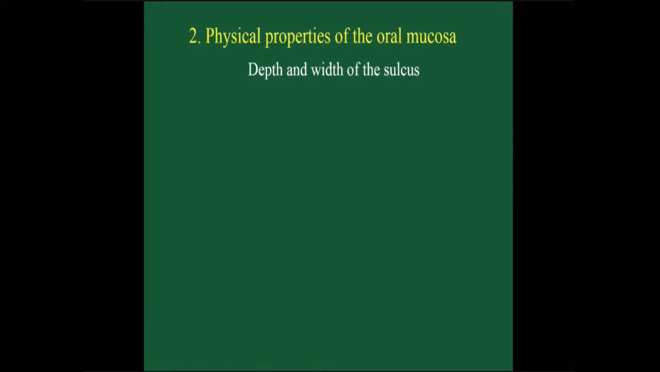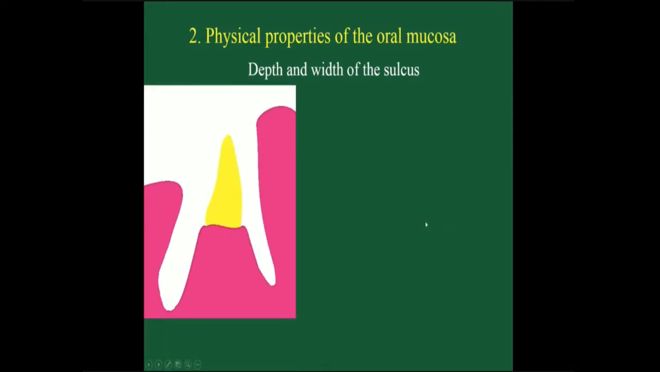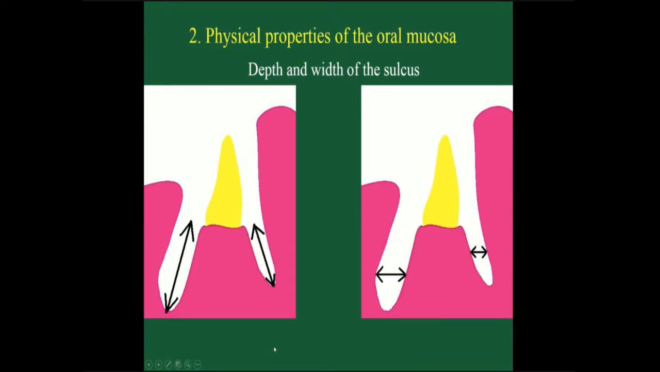The other thing that we want to talk about when we talk about the physical properties of the oral mucosa is the depth and width of the sulcus. The depth of the sulcus is easy to understand. We talk about the functional depth of the sulcus. The width of the sulcus is an artifact.